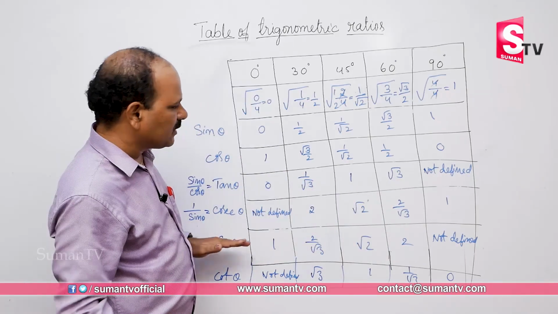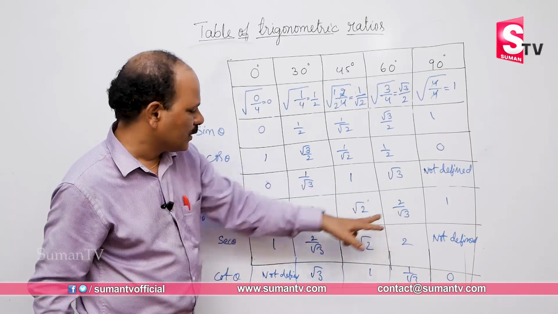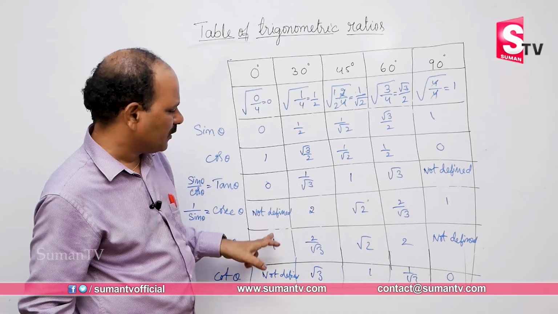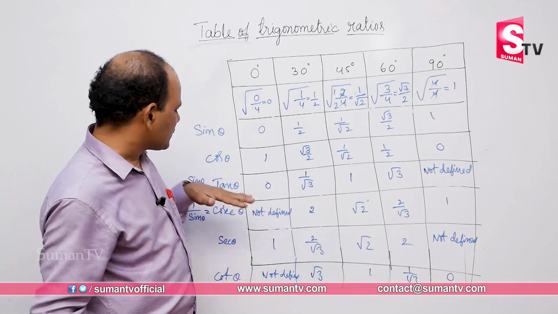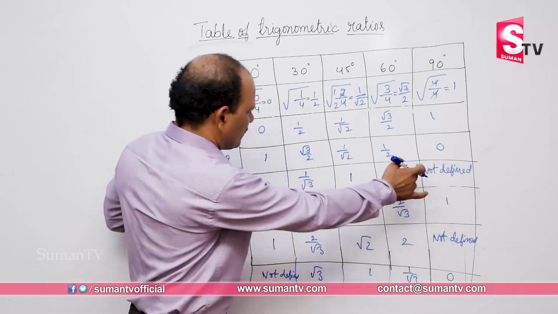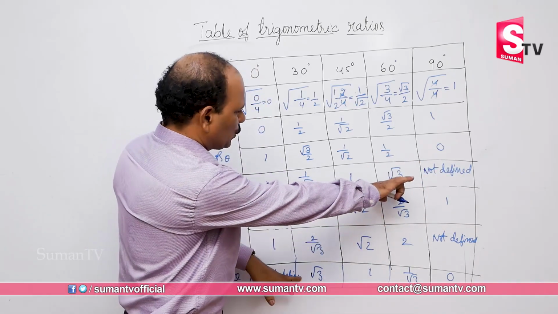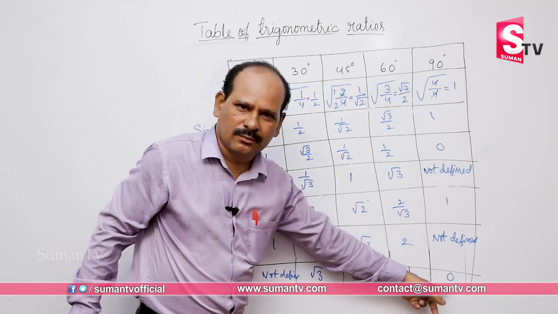For secant theta, just write the cosecant values in reverse order: 1, 2 by root 3, root 2, 2 and not defined. For cot theta also, write the reverse order of tan theta values. Not defined, root 3, 1, 1 by root 3, 0.